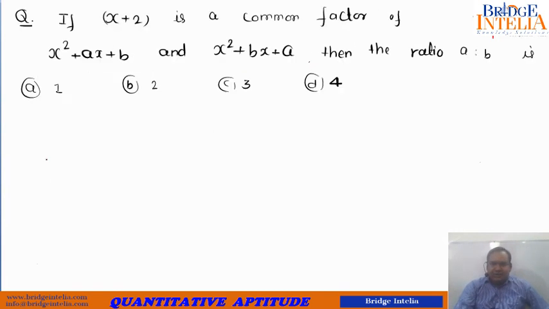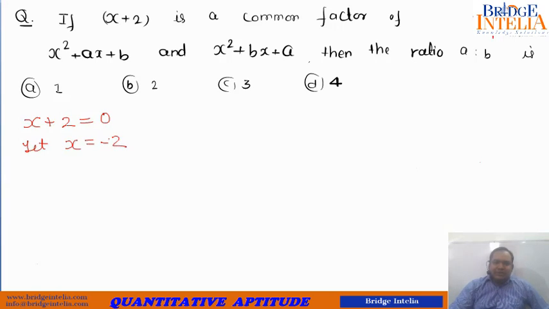Now let's move further. If x plus 2 is a common factor of these two expressions, so when something is said to be common or said to be a factor, you know what to do. It is said that x plus 2 is a common factor of these two expressions. That means first you equate this to be equal to 0. Based on that you will get a certain value of x. So let x be equal to minus 2.